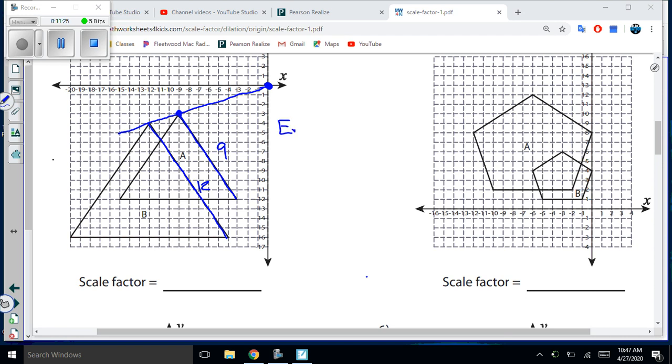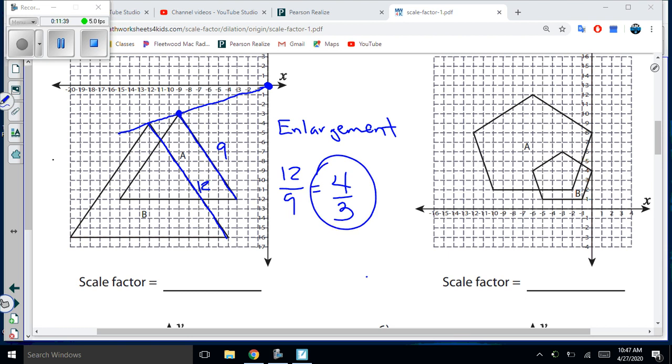So that means that it's going to be an enlargement. Remember, if it's an enlargement, that means that we're going to have a scale factor that's larger than 1. So I'm going to take my 12 and put it over top of my 9. So my scale factor is going to be 4/3. All right, scale factor is going to be 4/3 in that situation.